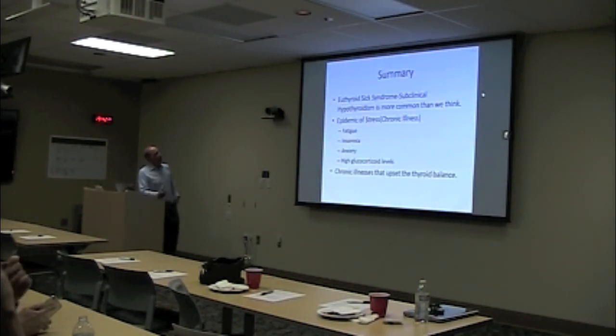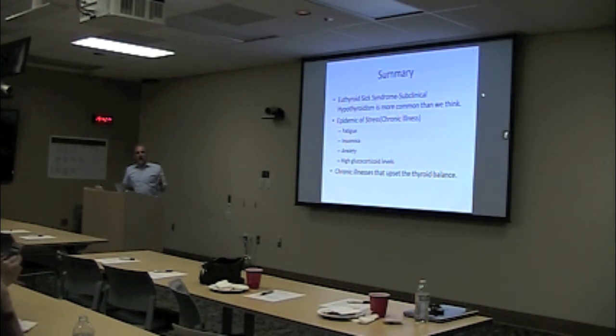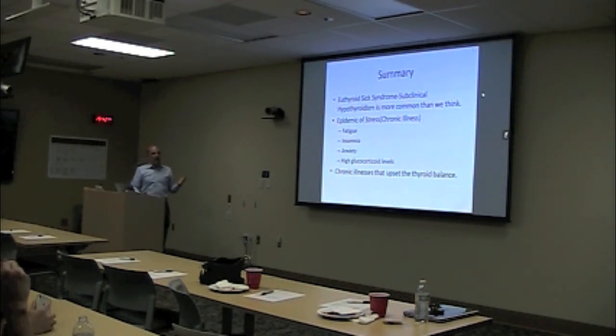So summary. Euthyroid sick syndrome, subclinical hypothyroidism. I don't think it just applies to the critical care patients. I think this is rampant in our population, and it's something that we need to recognize. It's due to chronic illnesses, which are endemic. You got fatigue, insomnia, anxiety, depression, high glucocorticoid levels, chronic infections. These chronic illnesses upset the thyroid balance.